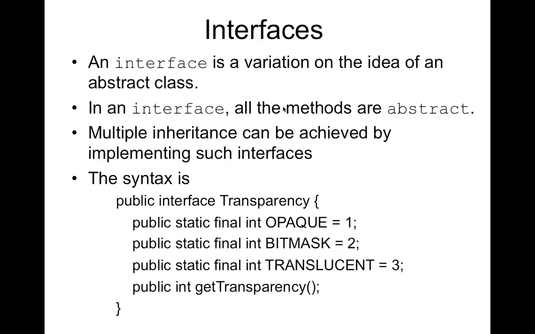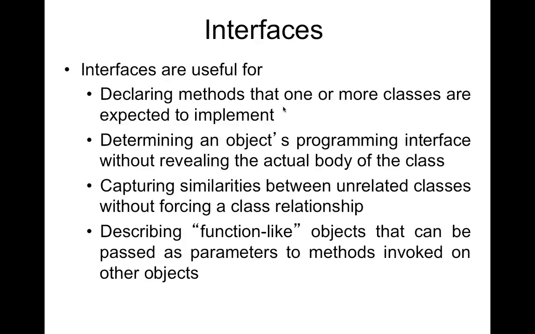Okay. The syntax here is, see here, all the variables are public, static, final within this. You can declare all these variables as constants. And then public int getTransparency, right? So that means it is an abstract method by default. Somebody who is implementing this interface Transparency can override the getTransparency method. Okay, can give the new behavior.